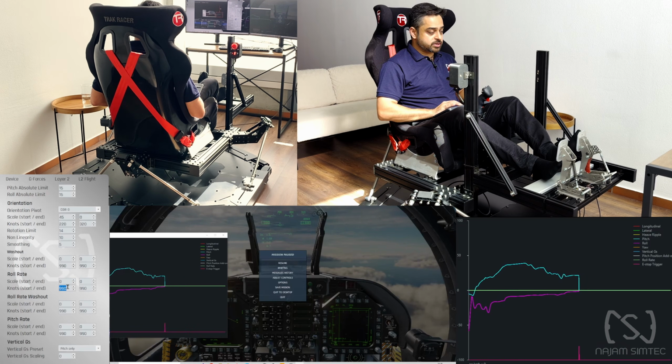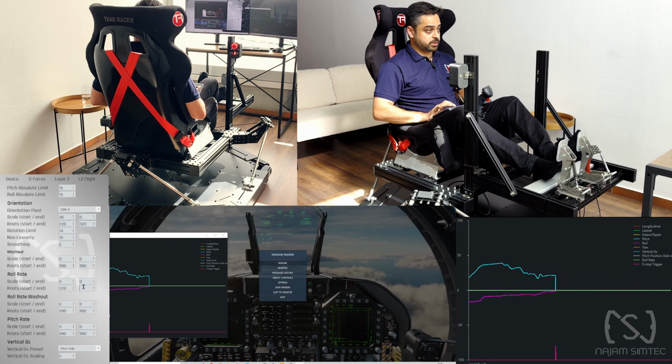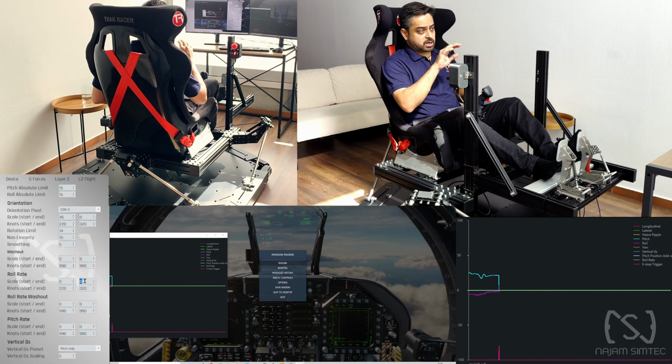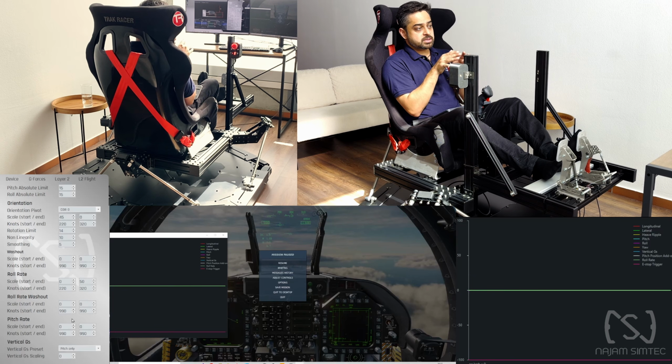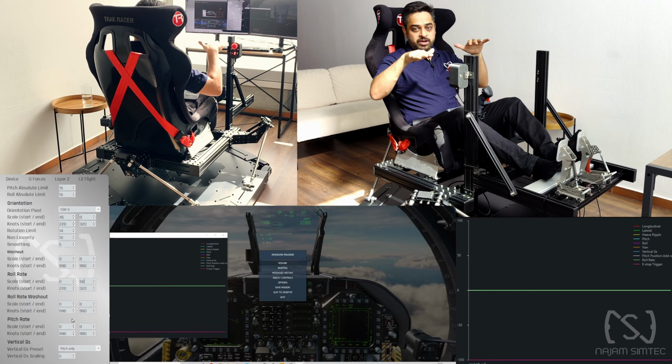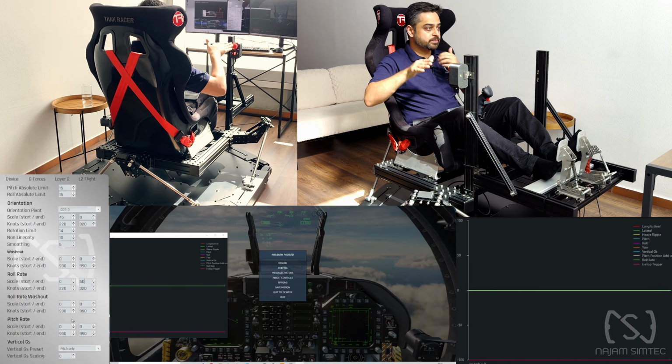So let's go with a similar scaling. So let's go with 220, and then here I'll also go with 320. I'm going to come up to, let's say, about, I need a 50% roll rate. Now roll rate, rotation rate, is converted into a rotation position. So if you're rotating at a constant rate, the motion platform is going to sit at a certain angle.